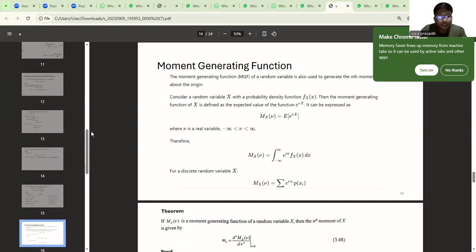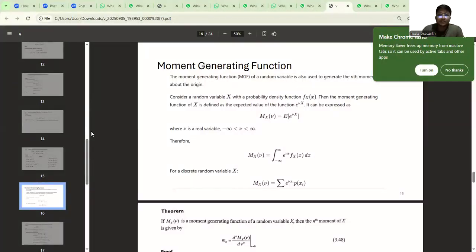Moment generating function. The moment generating function (MGF) of a random variable is also used to generate the nth moment about the origin. Consider a random variable x with a probability density function fx(x). The moment generating function of x is defined as the expected value of the function e^(vx). It can be expressed as Mx(v) = E[e^(vx)], where v is a real variable, -∞ < v < ∞.